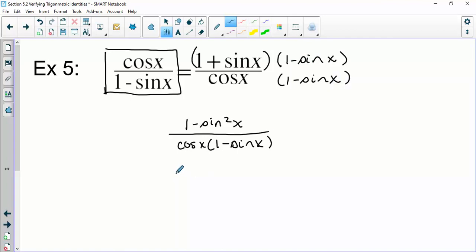The top would be cosine squared. Okay, 1 minus sine squared is cosine squared. The cosine will cancel out now. And now I can cancel one of the cosines. And I'm left with cosine.